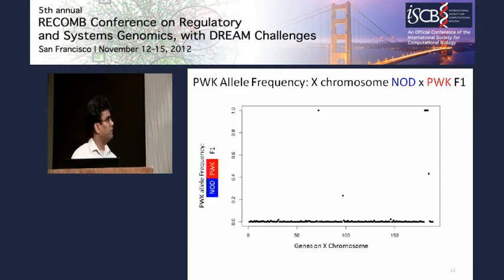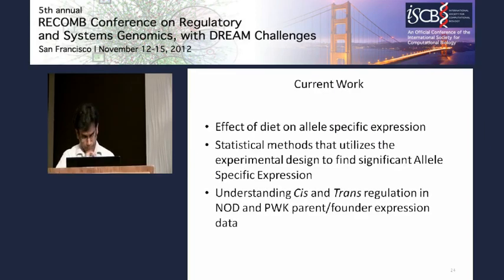For example, if you look at NOD and PWK, since NOD is the mother, if you look at the X chromosome, all of the genes should show NOD specific expression, but not PWK specific expression. But you do see a few genes, suggesting that these are false positives. It's less than 5%. So in that sense, you can expect that just due to alignment artifact, about 5% of our findings could be wrong.